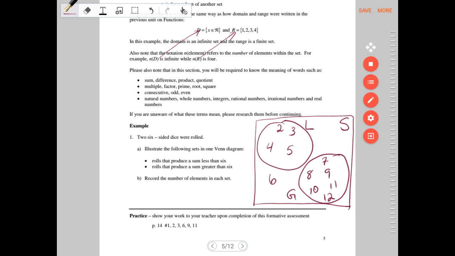Part B says record the number of elements in each set. So the number of elements in S, our entire set, is 11: 1, 2, 3, 4, 5, 6, 7, 8, 9, 10, 11. The number in L is 1, 2, 3, 4. And the number in G is 1, 2, 3, 4, 5, and 6.